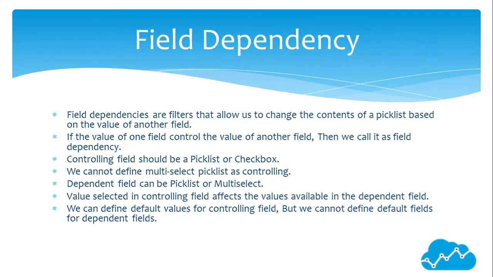The topic we are going to cover in this session is field dependency. Field dependencies are filters that allow us to change the contents of a pick list based on the value of another field. If the value of one field controls the value of another field, then we call it field dependency. The controlling field should be a pick list or checkbox.